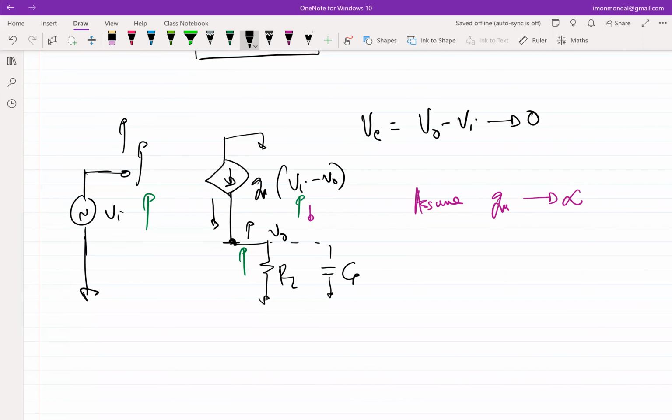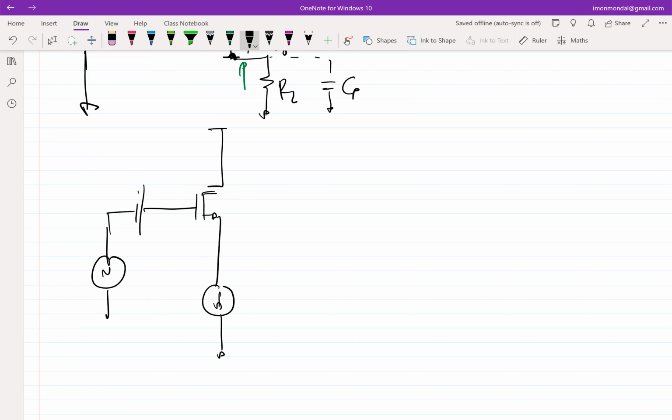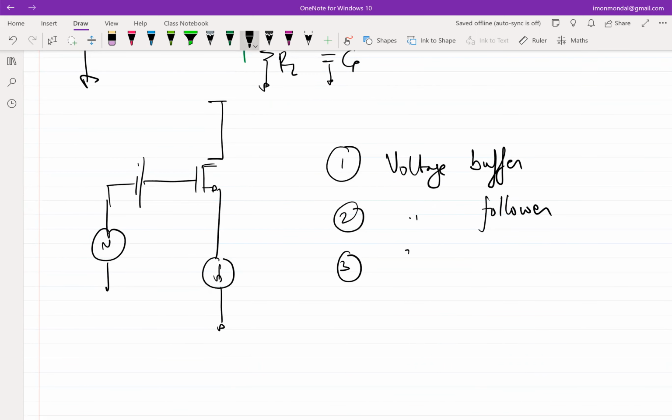So now a couple of jargons. This particular architecture has multiple names. If you go through the literature, you will see that it's called, number 1, obviously voltage buffer. Number 2 is voltage follower. Number 3 is source follower. And all this should now make sense.